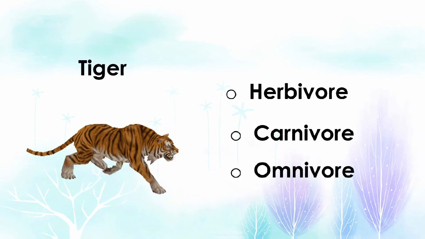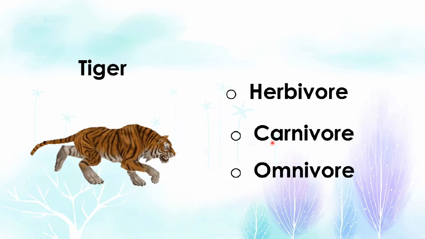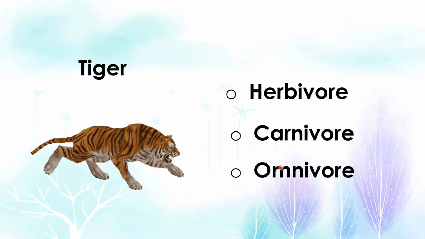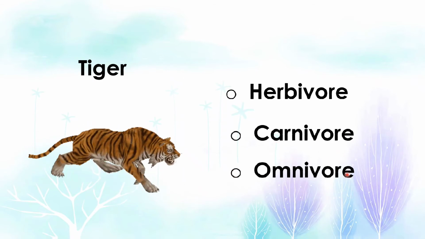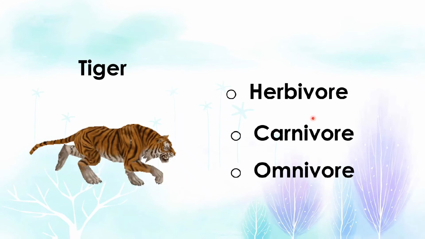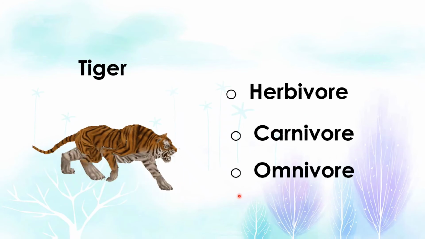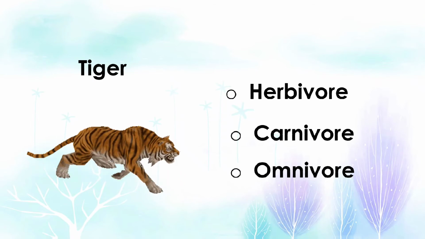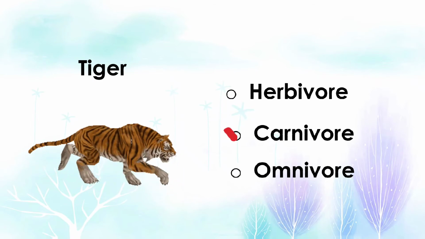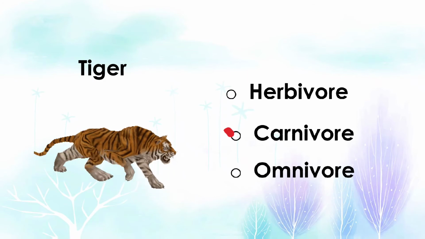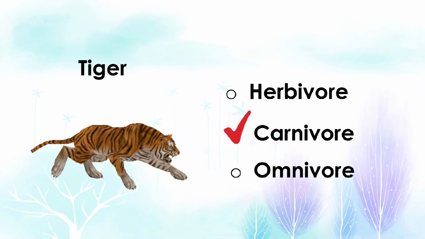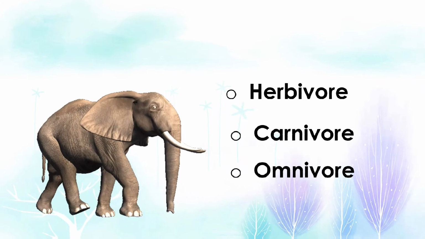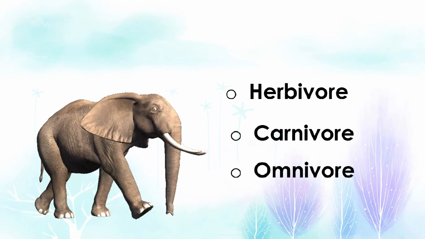How about this one? We have tiger. What do you think tiger is? Is it a herbivore, a carnivore, or omnivore? Okay, tiger is, yes, carnivore. They eat other animals.